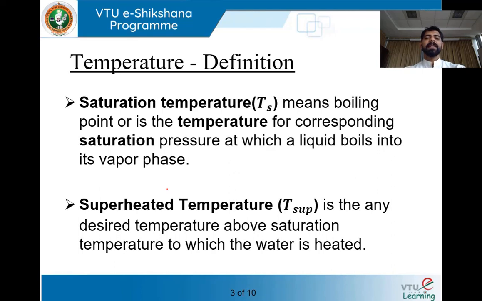So Ts is nothing but the saturation temperature, which will initiate the boiling process, which will initiate the vaporization process. Then what is superheated temperature? Superheated temperature, denoted by T super, is any desired temperature above saturation temperature.